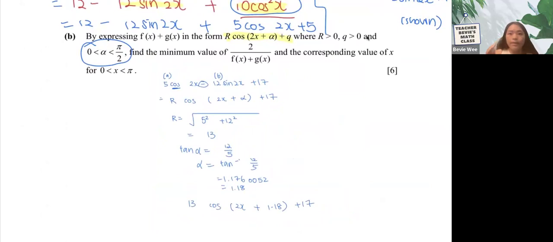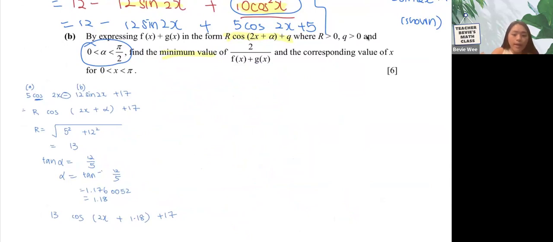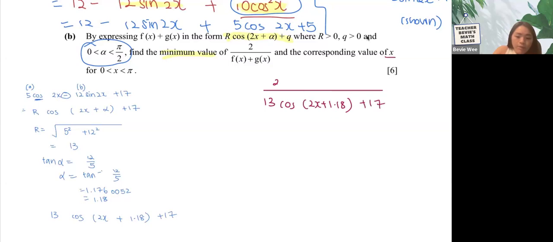All right, application question. Have you all thought about it or not, Asher and Athalie? Find the minimum value. Is it the same as what we went through or not? Similar, but application of this. Okay, let me shift this to one side first. 2 over f(x) + g(x). In the R formula, it's 13 cos(2x + 1.18) + 17, and the corresponding value of x. Don't care about the corresponding value of x first. We talk about minimum value first.